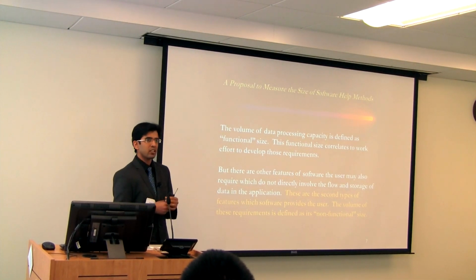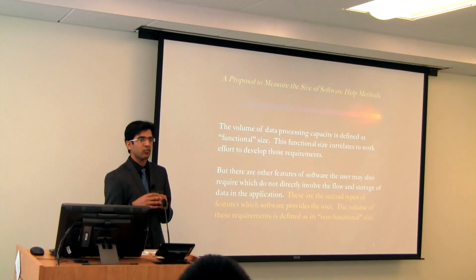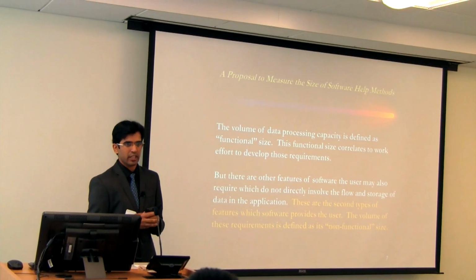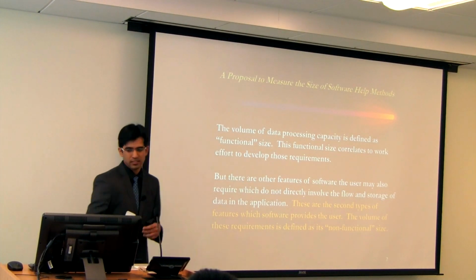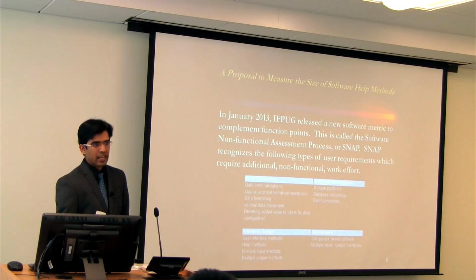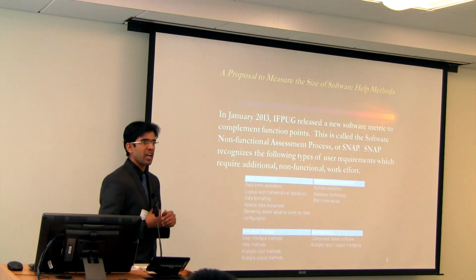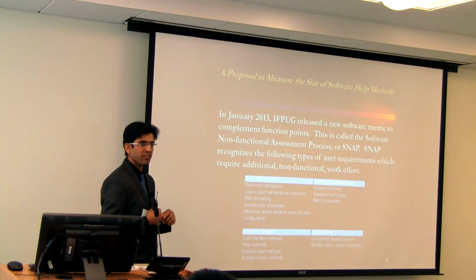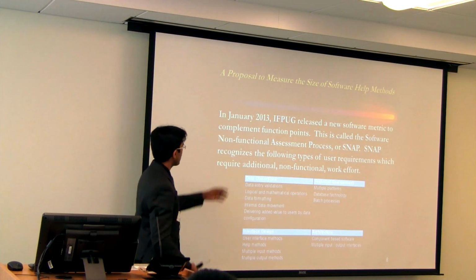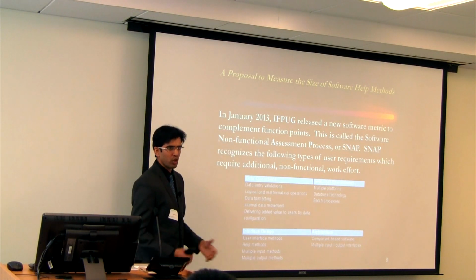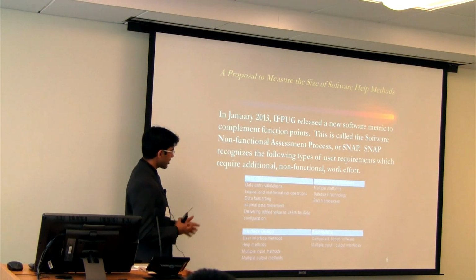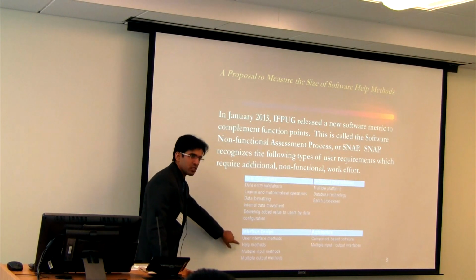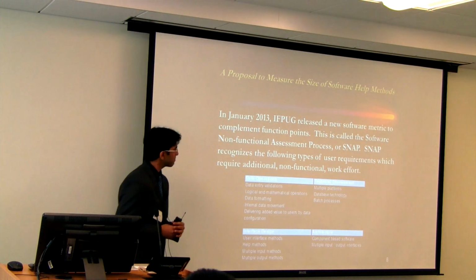But in every software, there are other features which don't directly involve the data flow and the storage of the data. So this second feature is called the non-functional size. In January 2013, IFPUG released a beta version of SNAP. SNAP stands for Software Non-Functional Assessment Process. Under SNAP, we have 14 categories which are divided into 4 divisions. And our main focus is on the health methods category.